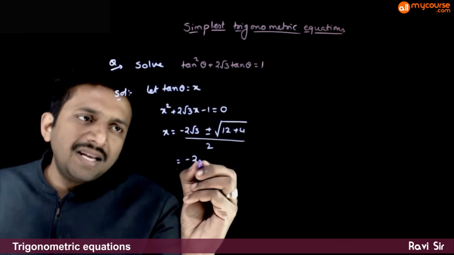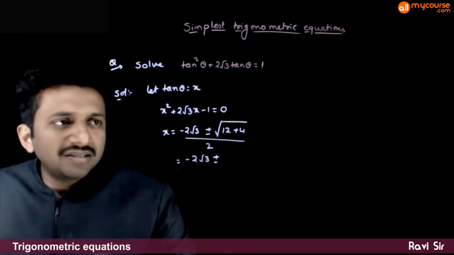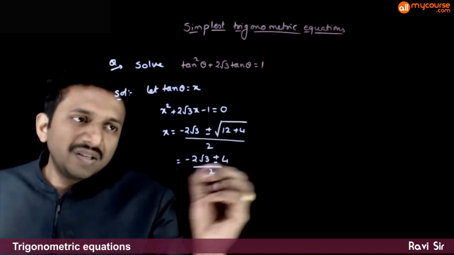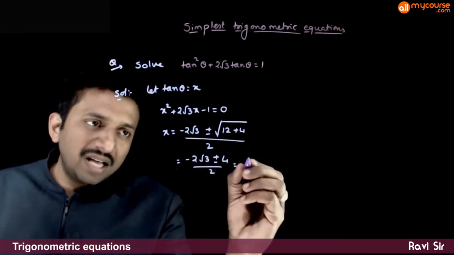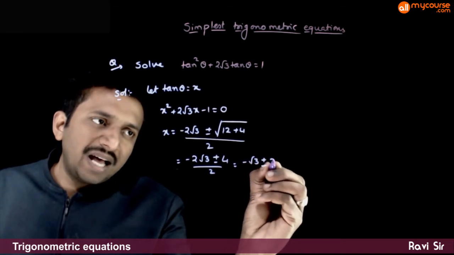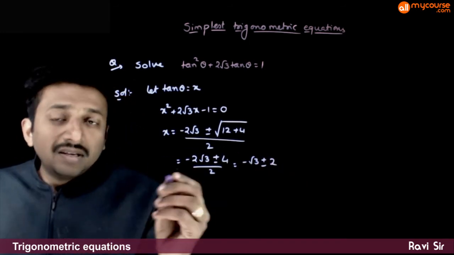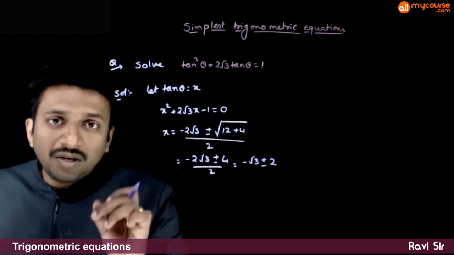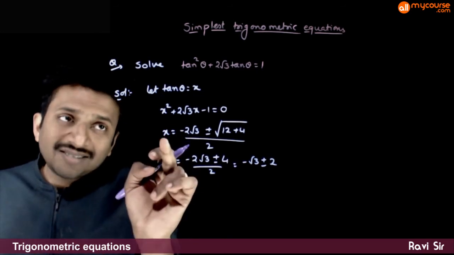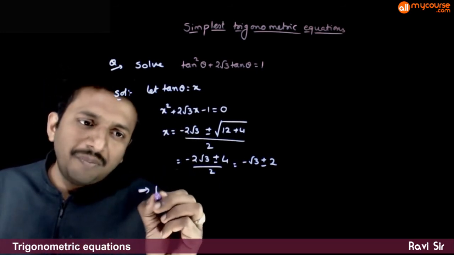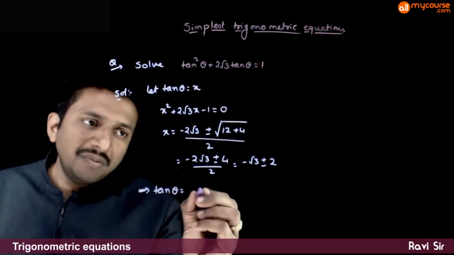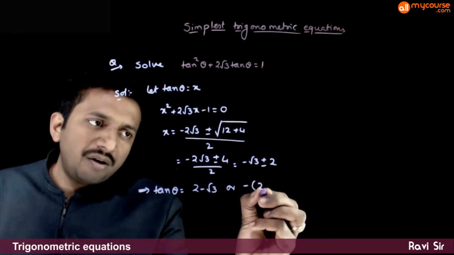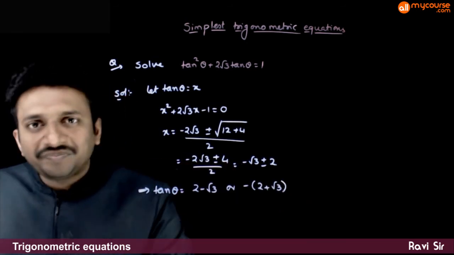So that is equal to minus 2 root 3 plus or minus root 16, which is 4, divided by 2. That is equal to, if you cancel this out, minus root 3 plus or minus 2. That means if this equation has to be satisfied, my value of x has to be equal to minus root 3 plus or minus 2. And what is x? x is nothing but tan theta. This implies tan theta is equal to either 2 minus root 3 or minus of 2 plus root 3.